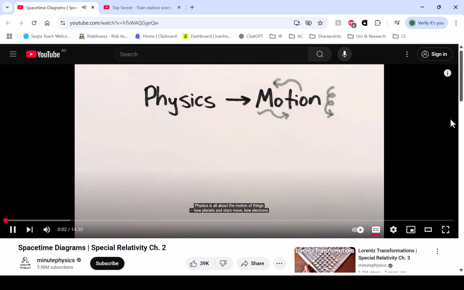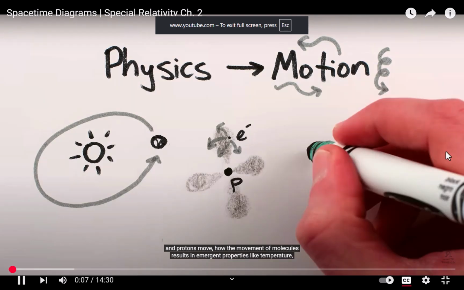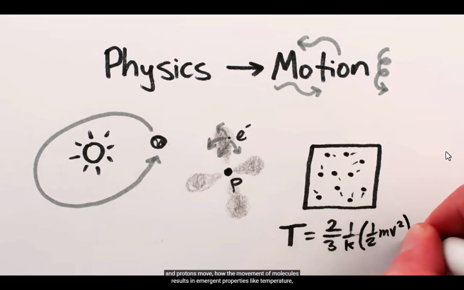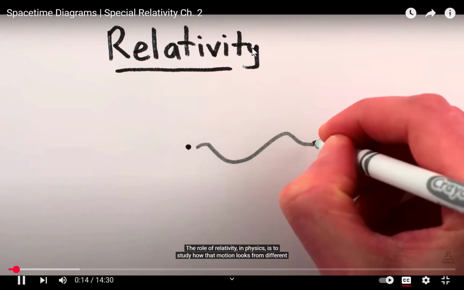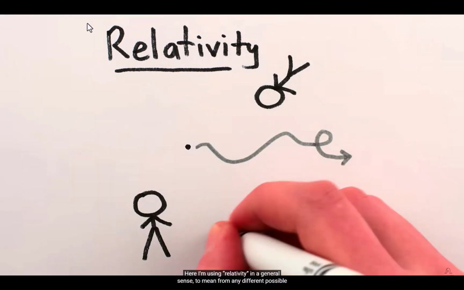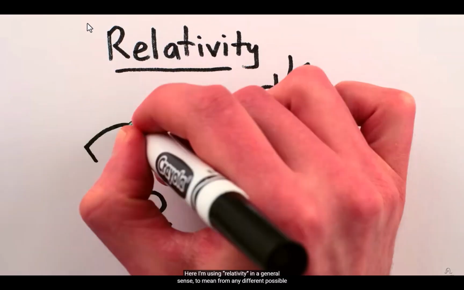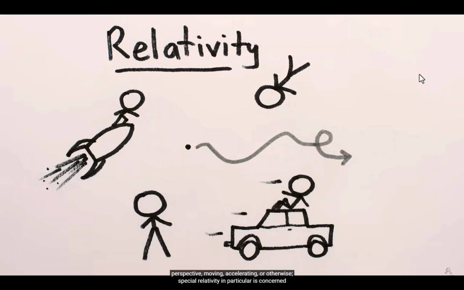Physics is all about the motion of things. How planets and stars move, how electrons and protons move, how the movement of molecules results in emergent properties like temperature, and so on. The role of relativity in physics is to study how that motion looks from different perspectives. Here I'm using relativity in a general sense to mean from any different possible perspective, moving, accelerating, or otherwise. Special relativity in particular is concerned with how motion looks just from a limited or special set of perspectives, which we'll get to later.